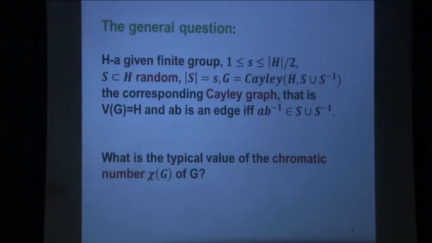Now we add to S the set of all inverses, S minus 1, because we want to get an undirected graph. And we get a corresponding random Cayley graph. Just reminding you, the vertices are the elements of the group H, and A, B is an edge if and only if A times B minus 1 belongs to S or S minus 1. And then the chromatic number is a random variable, so we can ask about its expectation, its variance, its distribution. But I'm just asking here, what is a typical value? I would want to know a typical value up to a constant factor or up to something. So how does it behave? Okay.